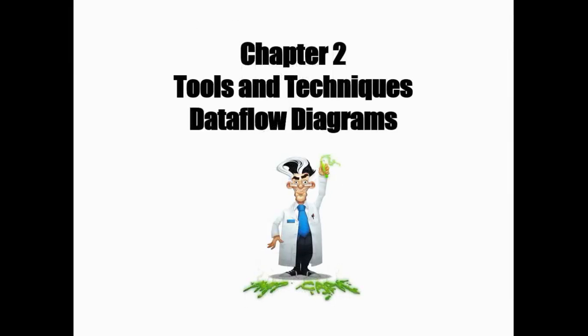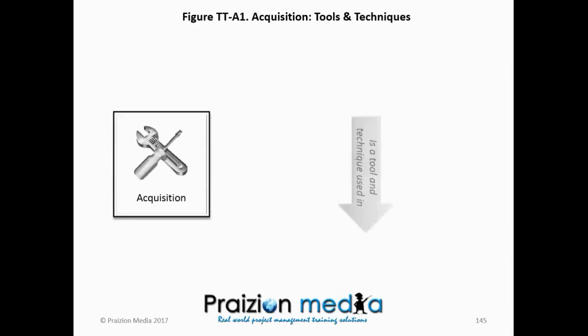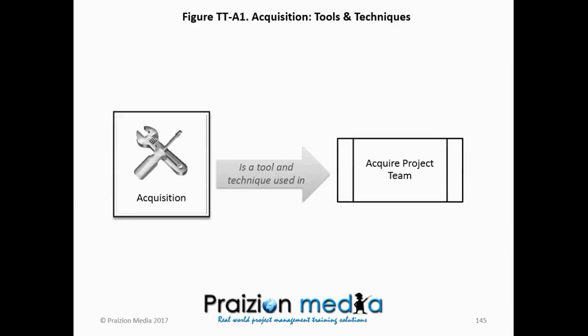Welcome to Chapter 2, Tools and Techniques in ITTO Science. Let's take a look at the first one, Acquisition. It's a tool and technique used to acquire the project team. This is acquiring team members inside the firm or outside the firm.